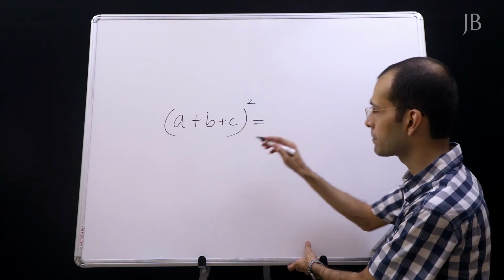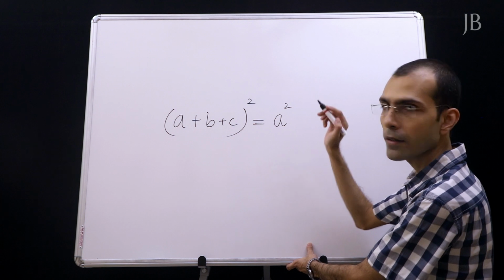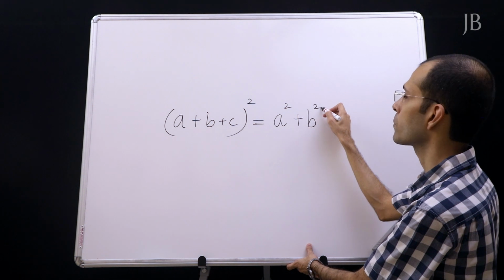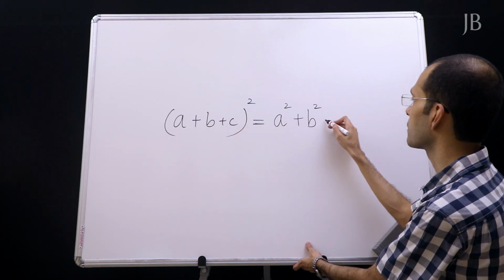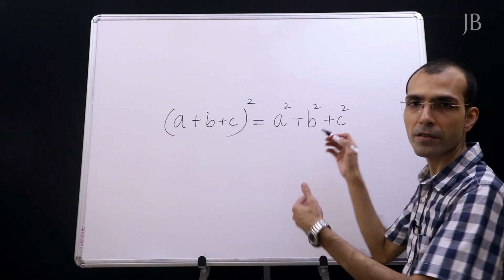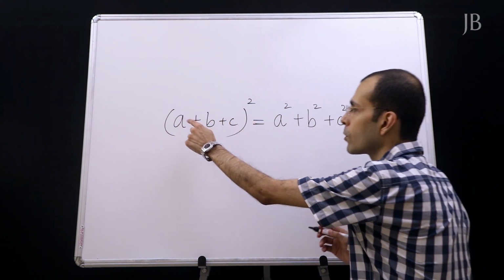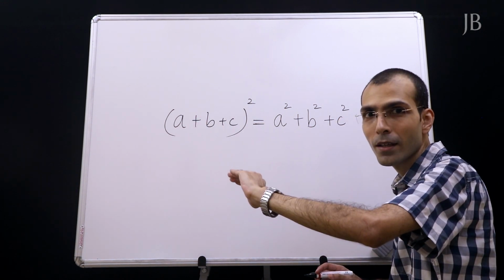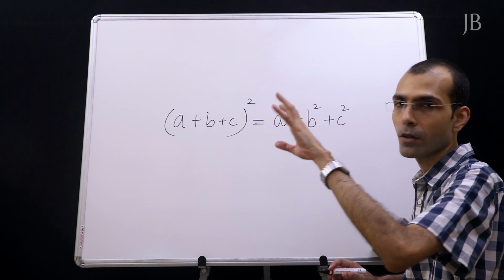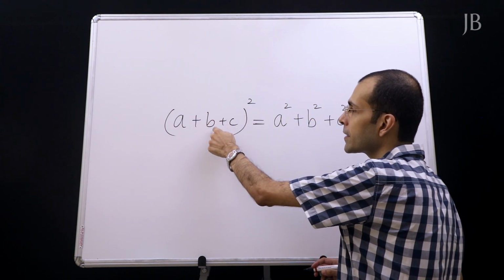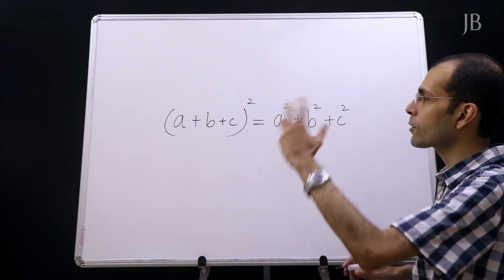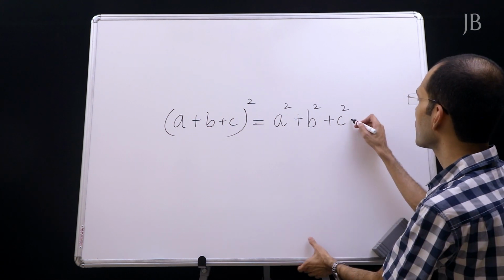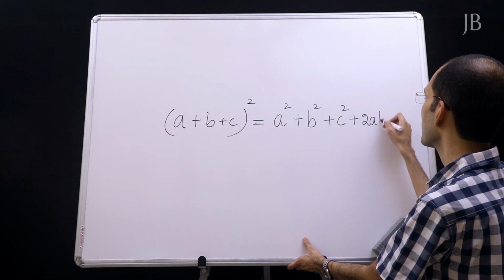You square the first term, you will get a square. Then you square the second term, plus b square. Then you square the third term, plus c square. Sign will always be positive because we are squaring it. Now, first term into second term into 2. Now, don't learn this as 2ab and all that. No. First term into second term into 2. Sign you adjust logically. Like if you are multiplying these two terms, positive into positive is positive. So, this will be plus 2ab.